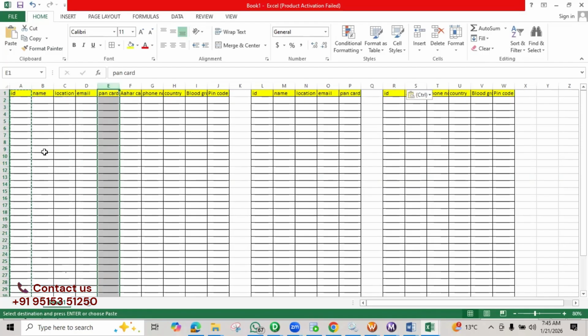PAN card, fine, we can consider. Aadhaar card, yes, we can consider. Phone number also, yes, we can consider. Technically, it is assigned for one person only. Imagine that from Airtel or BSNL, the phone number will be registered for one person only.